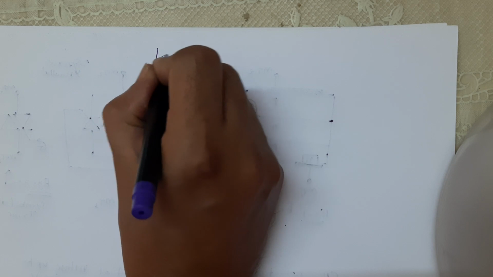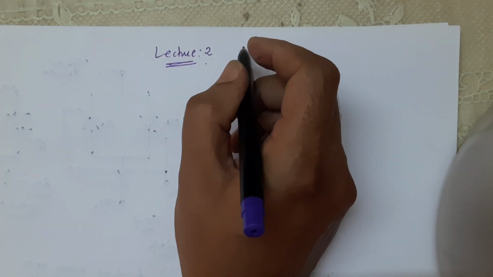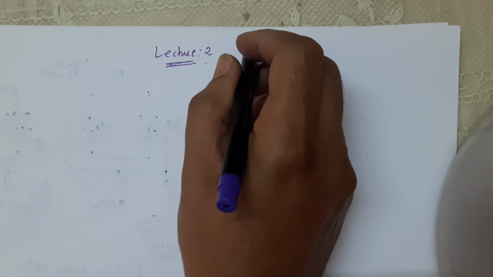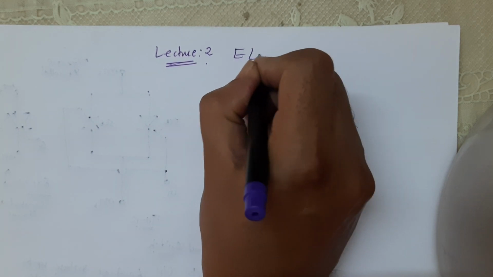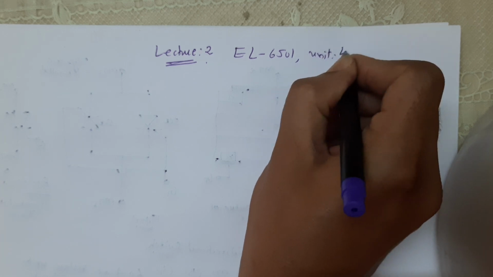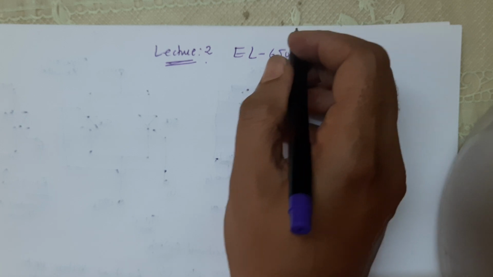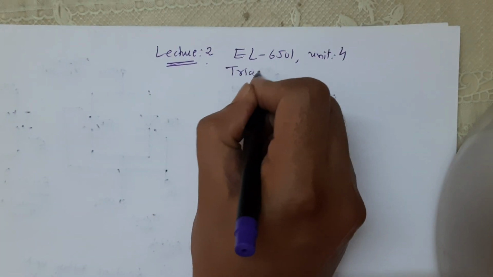This is your second lecture. Paper number EL6501, Unit 4, Power Electronics. Here we are discussing the triac.